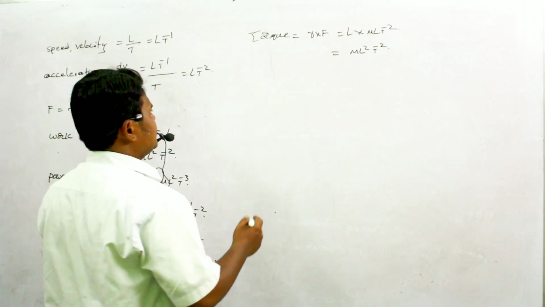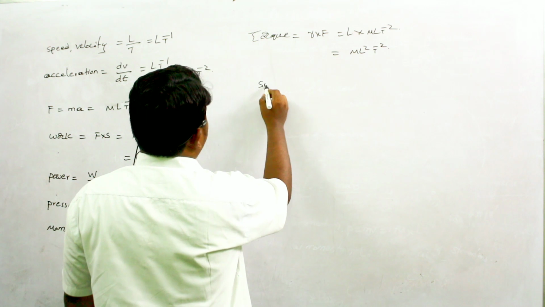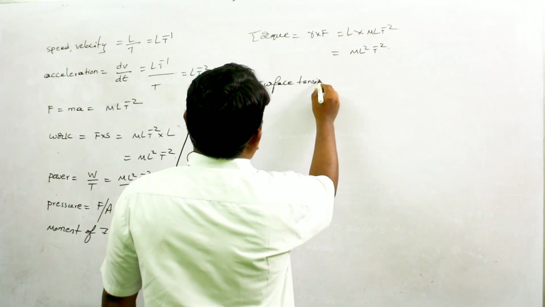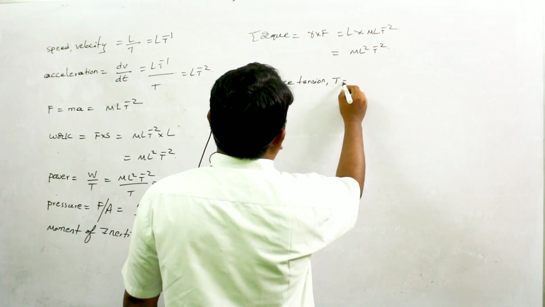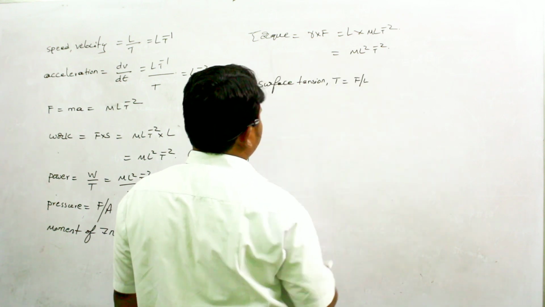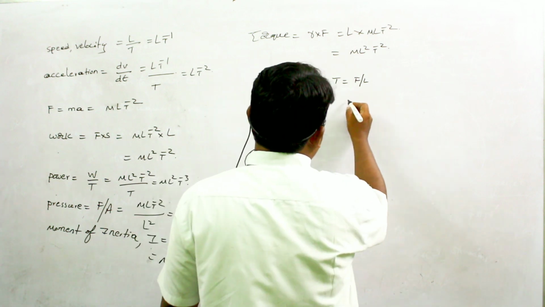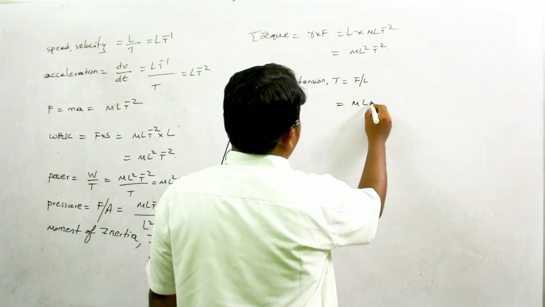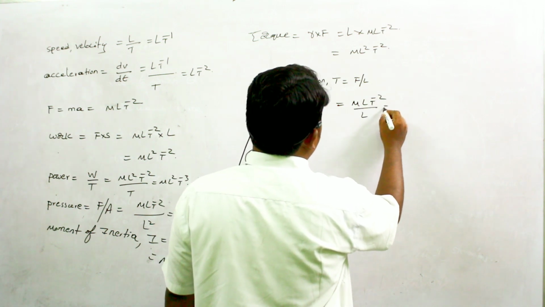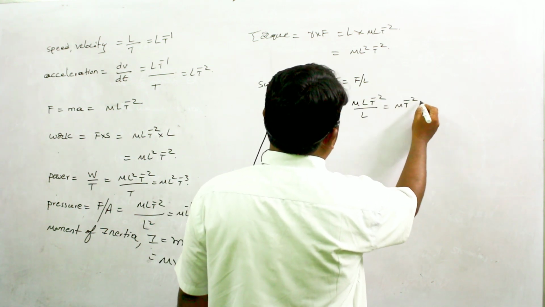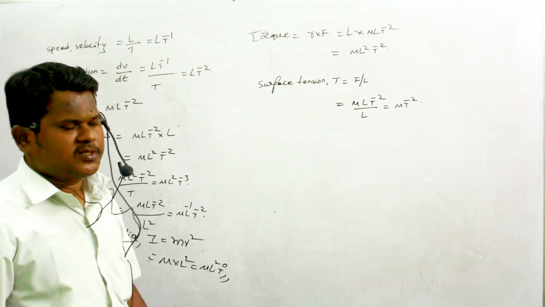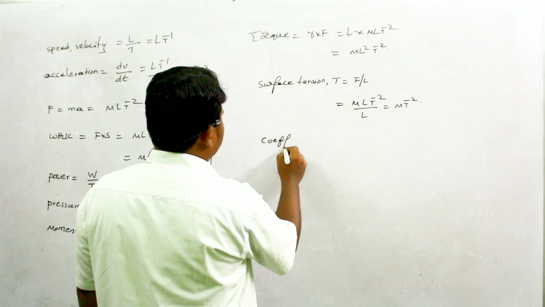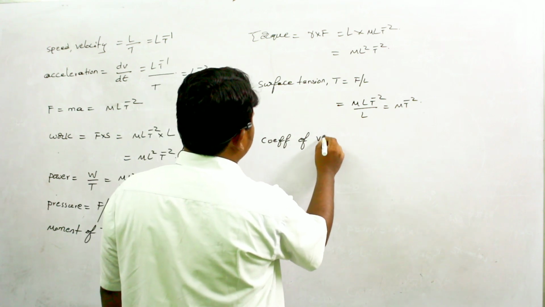Now let us see the dimension of surface tension. Surface tension T can be written as force experienced per unit length on an imaginary line on a liquid surface. So M L T power minus 2 divided by L is equal to M T power minus 2, which should be the dimension of surface tension.